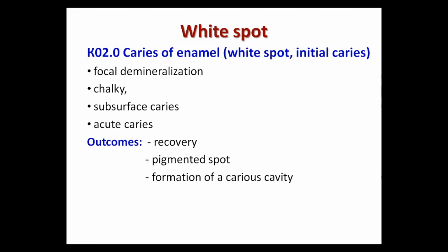As for its outcomes or results of caries, there are three options of outcomes. First, recovery or healthy tooth. Second, pigmented spot. It may become pigmented spot, and as a result there may be formation of a caries cavity. First, recovery, second, pigmented spot, and third, formation of caries cavity.